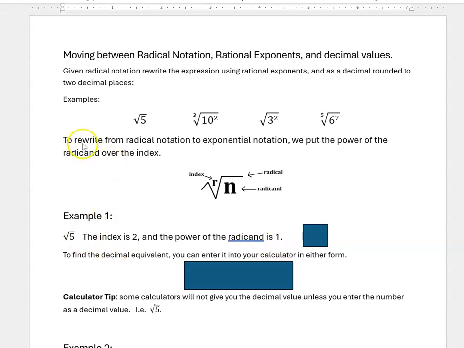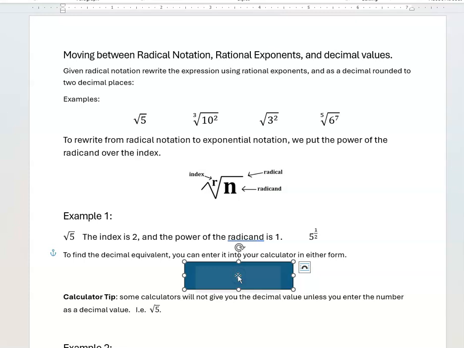What we're going to do is rewrite the radical notation by putting the power of the radicand over the index. And the base is still the base. So the index is 2 and the power is 1. That's going to look like 5 to the 1/2. The power underneath here is 1 and the index is 2. That's how we get 1/2.